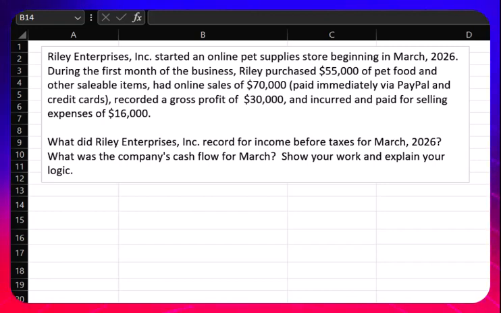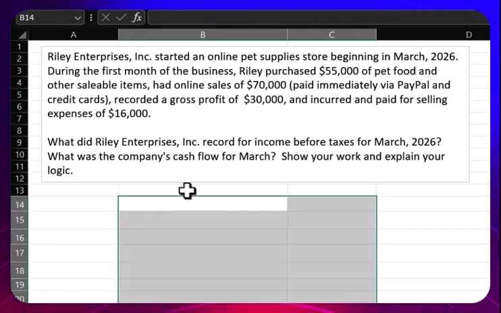And we're asked to answer two questions. What did Riley Enterprises record for income before taxes for March of 2026? And what was the company's cash flow for March of 2026? Show your work and explain your logic.